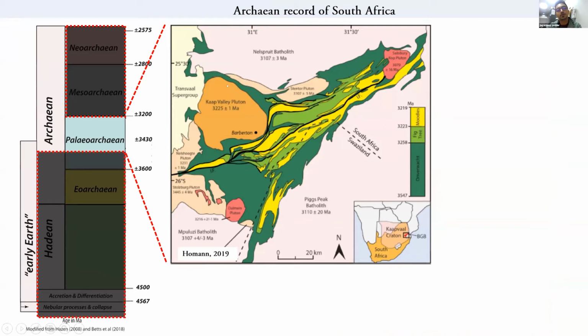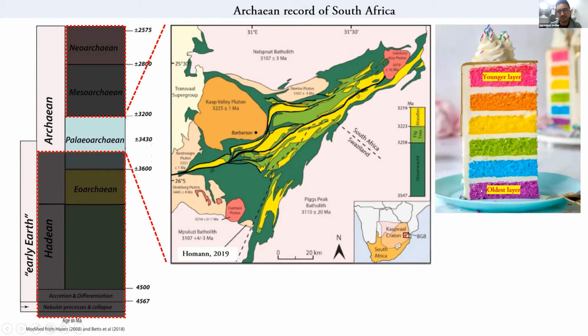And this is the geological map of the Barberton Greenstone Belt, where there are different colors. And I will come to the point of what the colors mean. So this is a slice of different rock units. And if you want to imagine yourself having a cake with the oldest rocks and stacked up by the youngest units, this is how you would come across it if you want to cut a piece of this mountain belt and see the rocks sitting on top of one another.